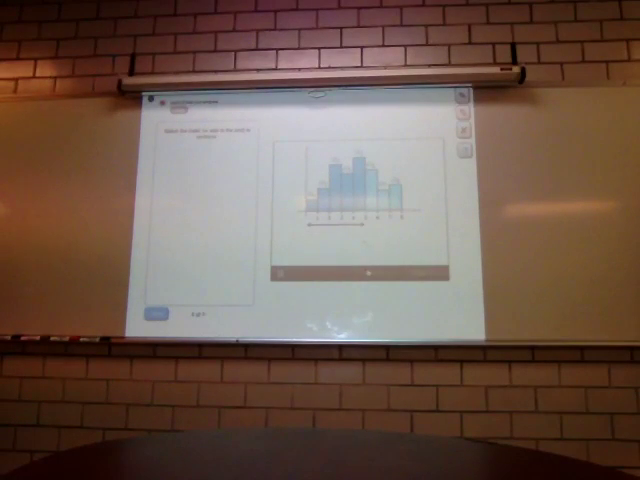Okay, next question. Suppose you want to find the area of the bar shown here, between 3 and 7 on the horizontal axis. Which of the following is a formula for this area?